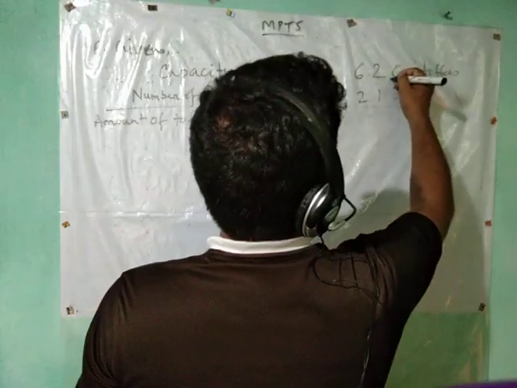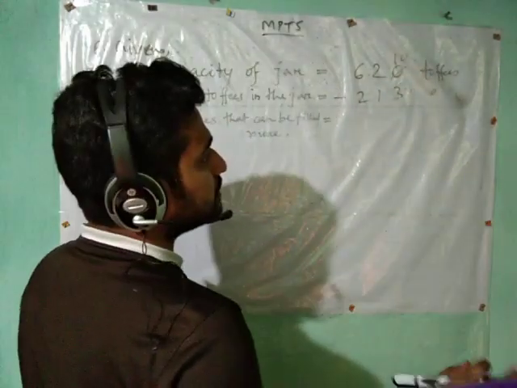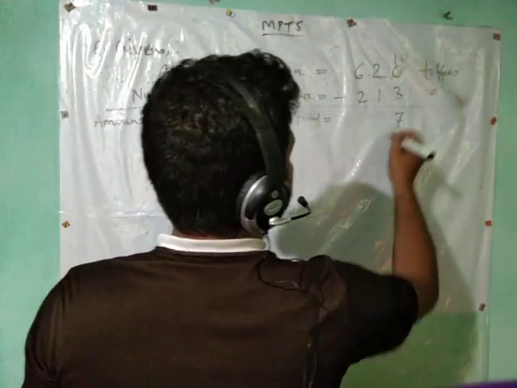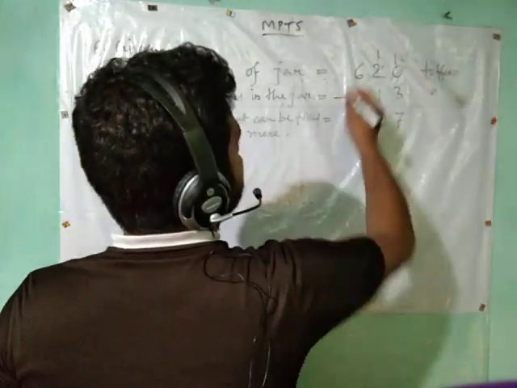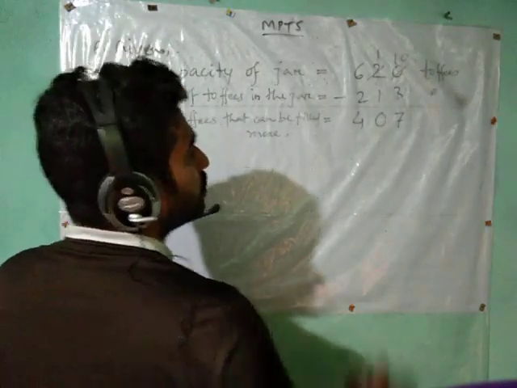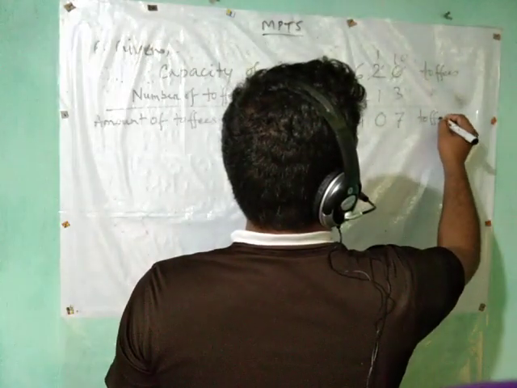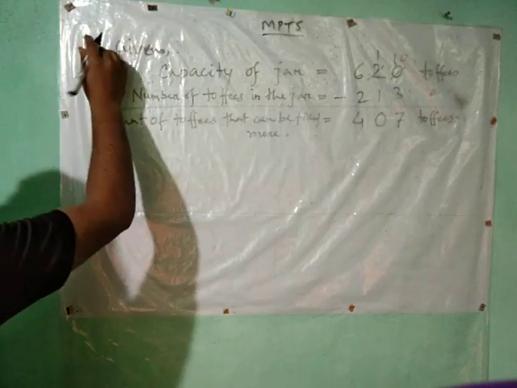Subtract this. 10 will go there, since 3 cannot be subtracted from 0, so 10 minus 3 you will get 7, it will become 1, so 1 minus 1 it will become 0, 6 minus 2 you will get 4. This is what? Toffees, of course. So that was question number 5.